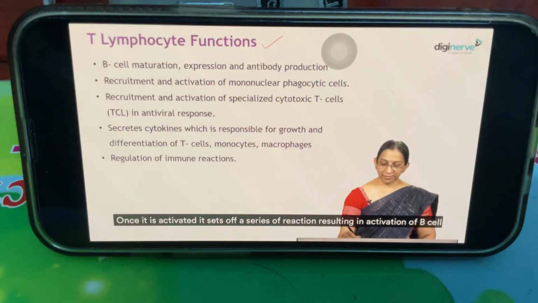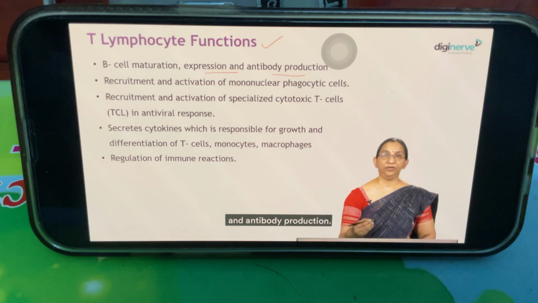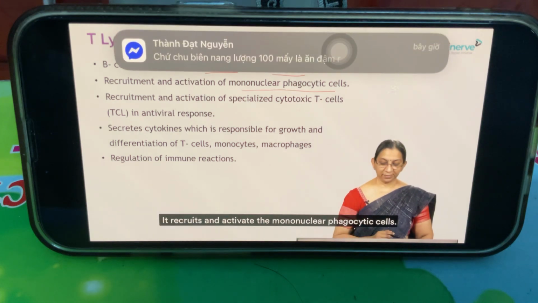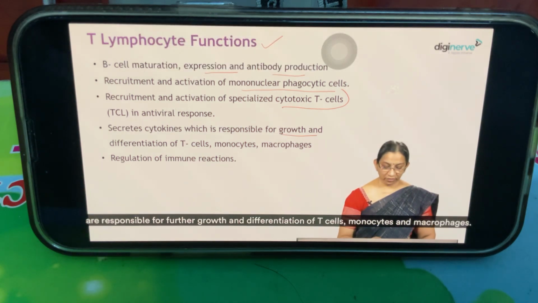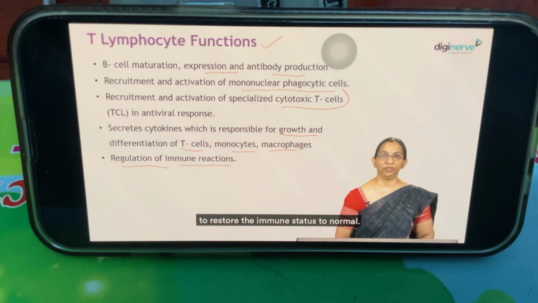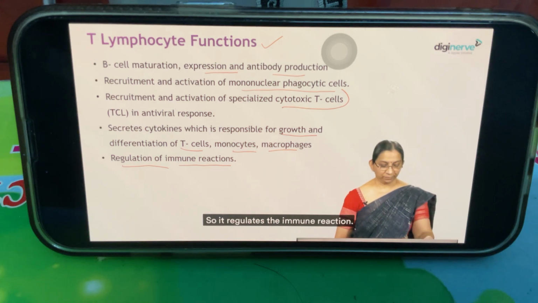So the T cell is central in adaptive immune response. Once it's activated, it sets off a series of reactions resulting in activation of B cell and antibody production. It recruits and activates the mononuclear phagocytic cells. It also helps in activation of cytotoxic T cells, and it secretes a lot of cytokines which are responsible for further growth and differentiation of T cells, monocytes, and macrophages. And once the inflammation is controlled or the invading microbe is cleared, it helps to restore the immune status to normal. So it regulates the immune reaction.